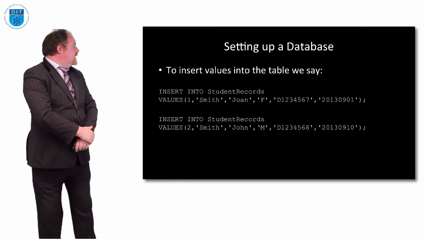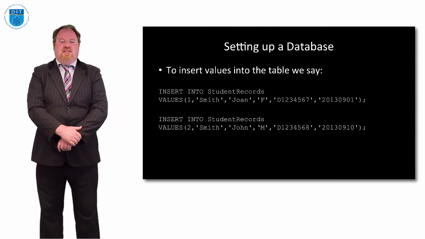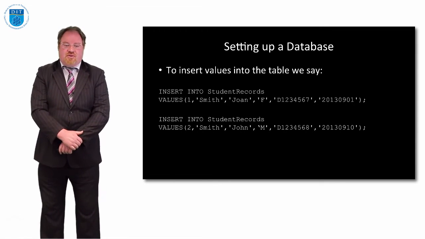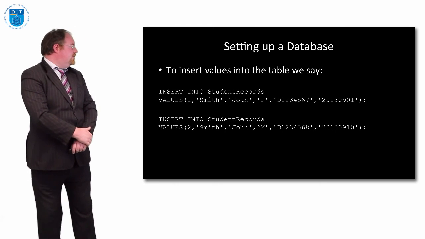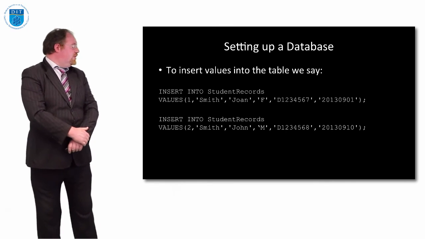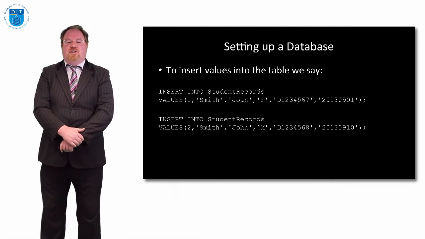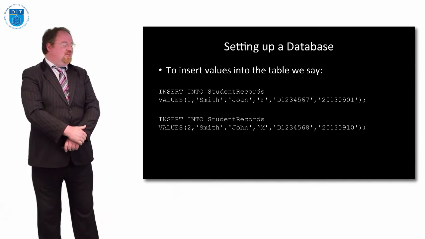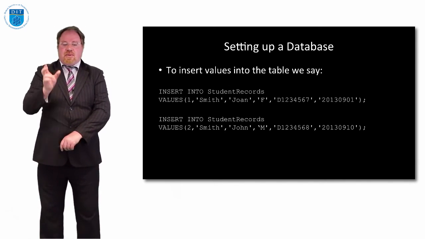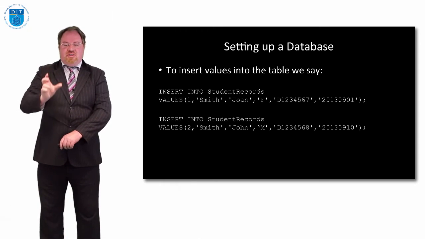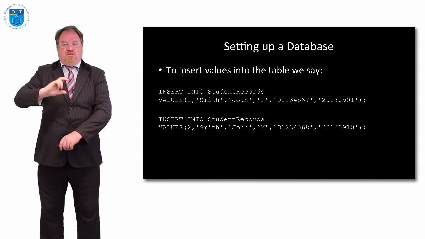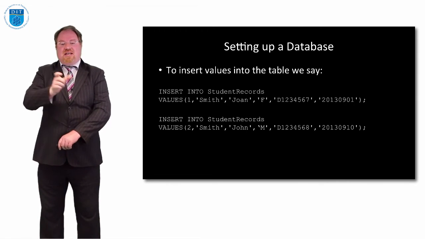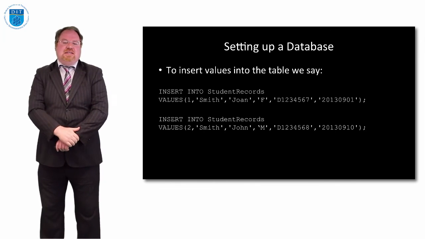If I want to insert values into the table we've created, I say INSERT INTO the table student records the values 1 for order number, comma Smith for family name, comma Joan for given name, comma F for gender, comma the student number, and then the date is in the following format. So let's break that down. When we're inserting the values in, we don't need to restate which values are going into which columns, because the order in which we've declared the table, we have to stick the values in that same order.